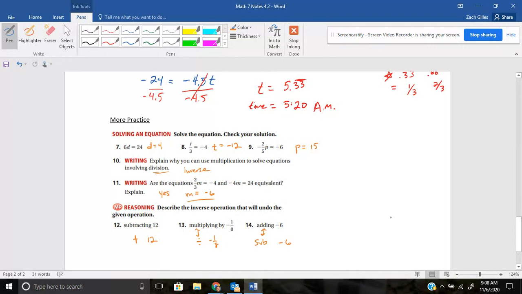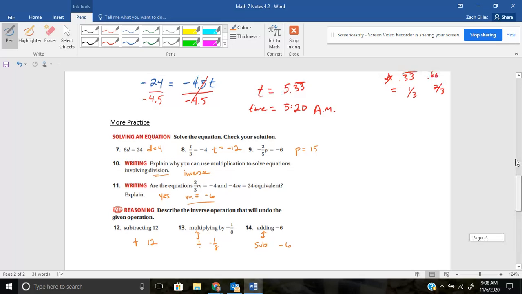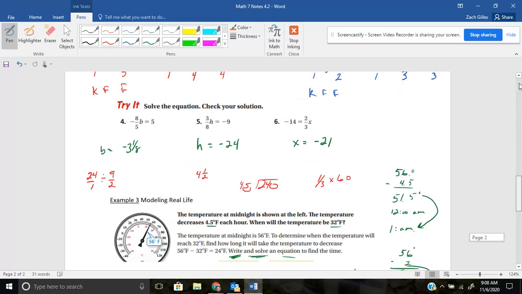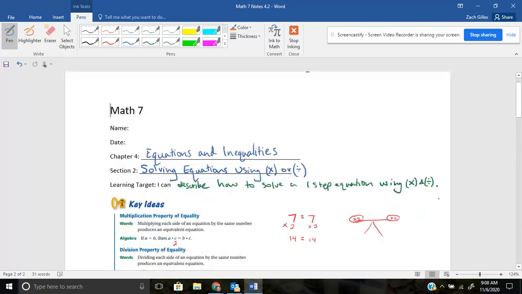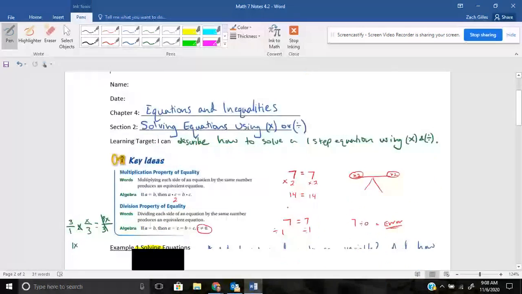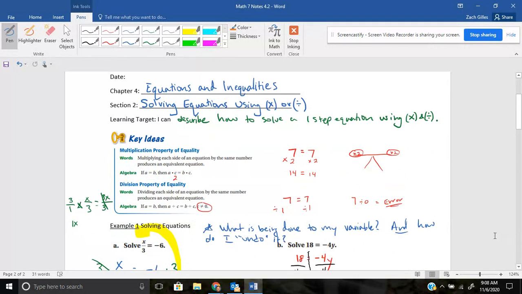All right, that wraps up 4.2 and solving equations using multiplication or division. Again, try to remember this question and keep asking yourself that question: what is being done to my variable and how do I undo it? And then keeping in mind that an equation is like a balance beam or a scale. And whatever you do to one side, you need to do to the other.